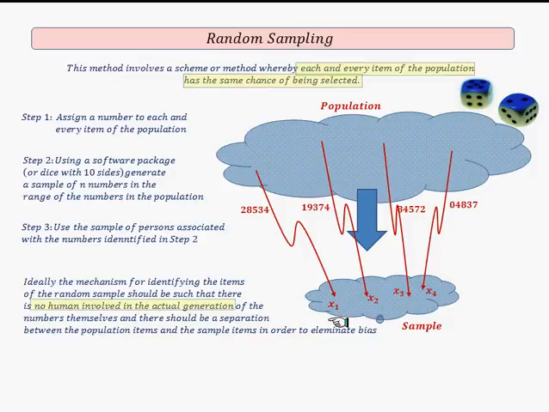We designate these sample items as x1, x2, x3, the x denoting a variable and the subscript denoting the number of that item that's selected. This involves what's called pseudo-random number generation, and no human involvement should be involved in this process. In other words, no bias involved.